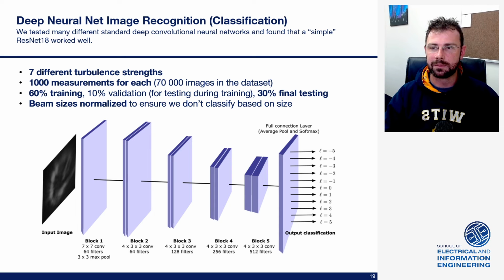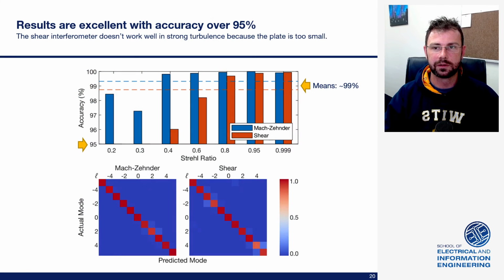You can see the shape or the structure of the neural net here. I'm not going to go into that. It's basically just a standard ResNet 18 network. But when you give it an input image, it will output which mode it thought it saw. We importantly normalized the beam sizes because we didn't want to classify based on size by mistake. This is a typical thing. We might end up doing that by mistake, and then we wouldn't actually know if what we were doing was looking at the interference pattern or not.